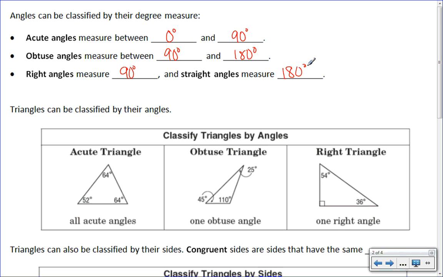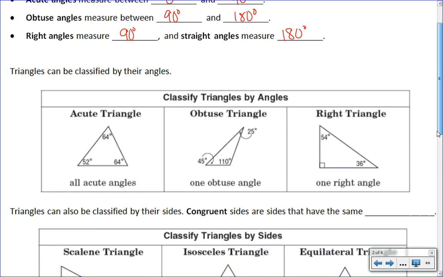Alright, so we'll use this information about angles to then classify triangles. So one way we can classify triangles is by their angles. So an acute triangle would have all 3 acute angles. An obtuse triangle would have 1 obtuse angle, and the other 2 would be acute. And a right triangle would have 1 right angle with 2 acute angles. So this is one way to classify triangles, is by their angles.